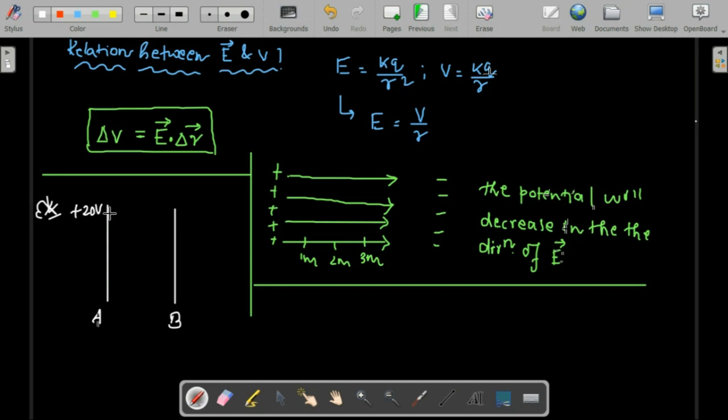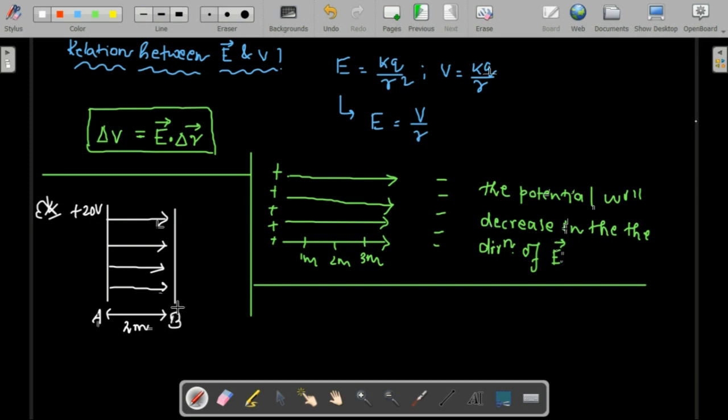Okay, this is plus, so obviously the direction of the field will be in this direction. This is my direction of the electric field. This is already given, this is an input to the question. Let's say that the distance between these two plates, you can consider it to be a parallel plate capacitor, is, let's say, 2 meter.